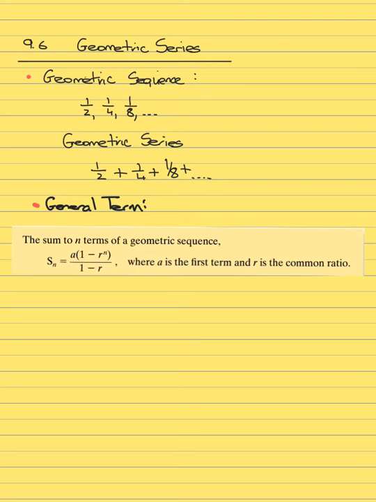In this video, we will look at a geometric series. A geometric sequence would be a half, a quarter, an eighth. The geometric series then is when you add the terms together, a half plus a quarter plus an eighth and so on. And we have a formula for getting the general term of the geometric series. So that's the sum to n terms of a geometric sequence, adding the terms of the geometric sequence together. So Sn is a times 1 minus r to the n over 1 minus r, whereas before a is the first term and r is the common ratio.